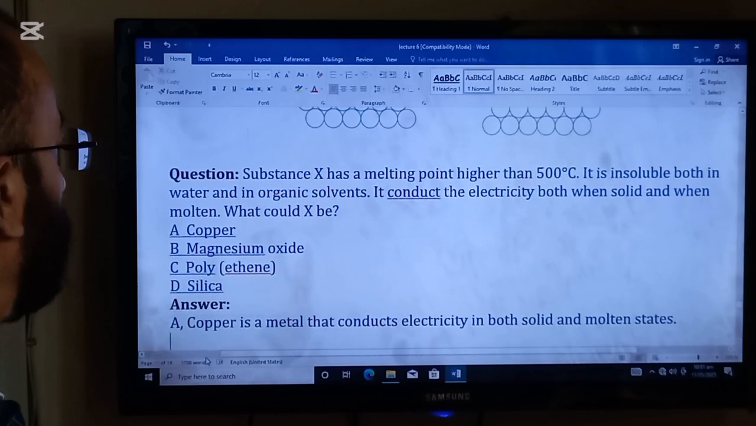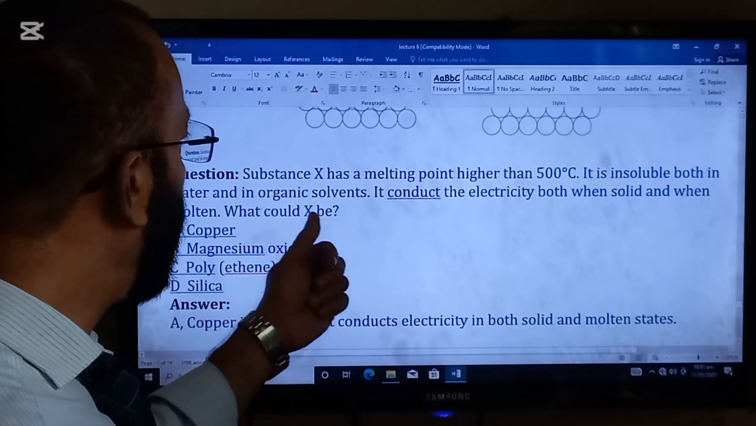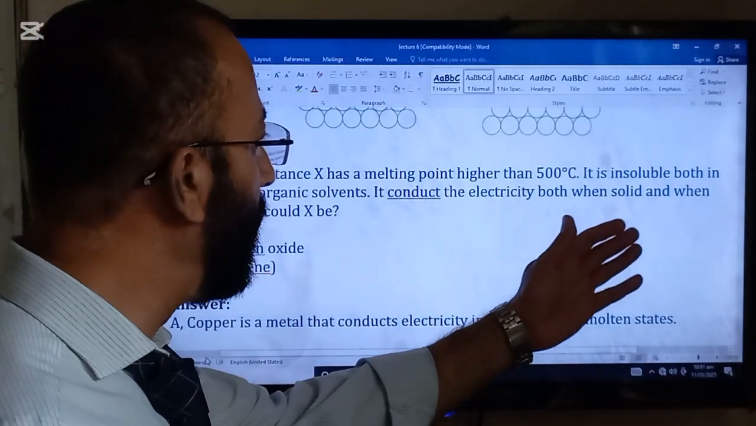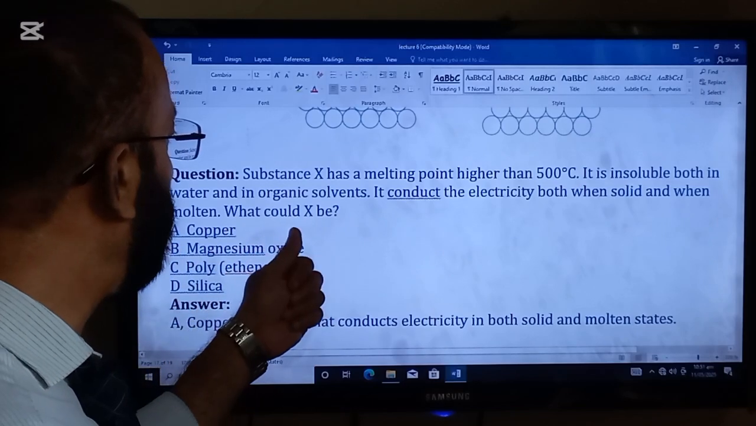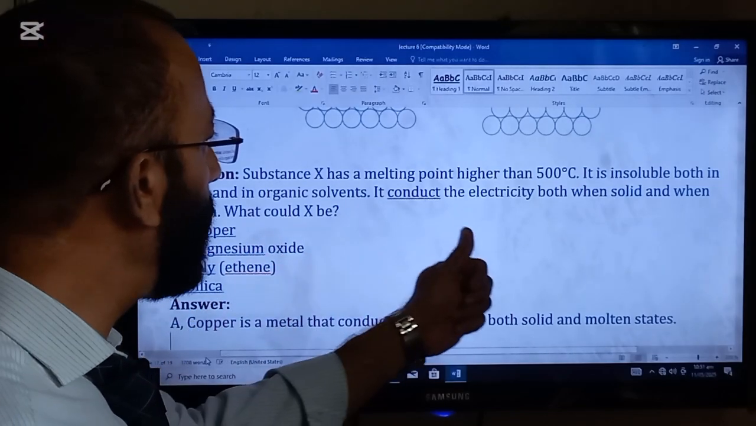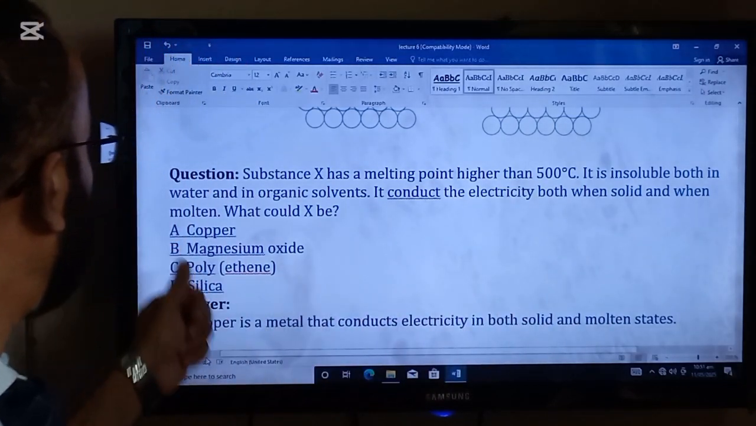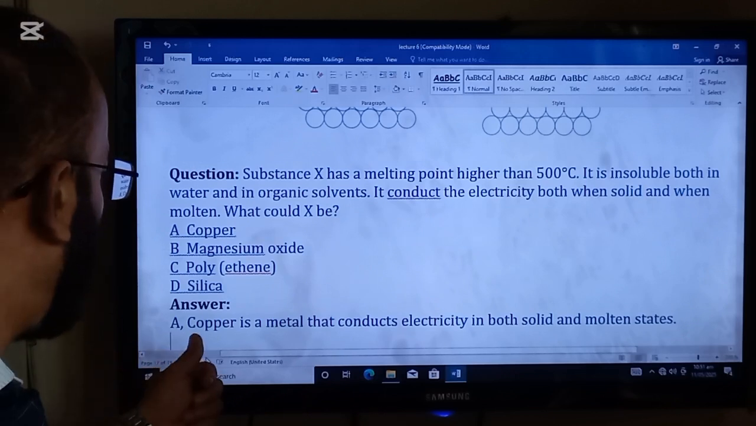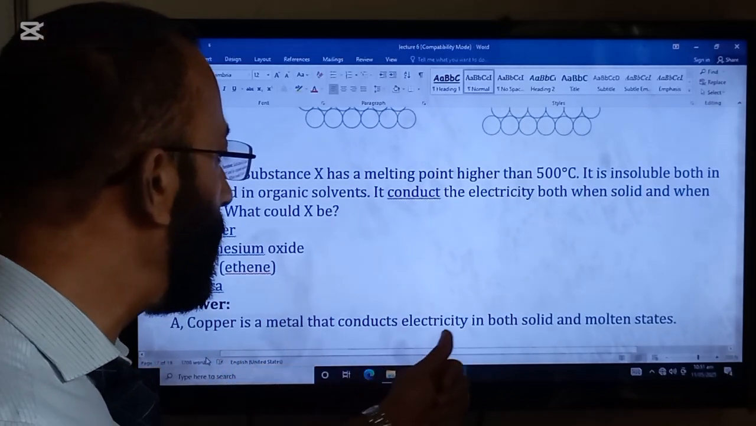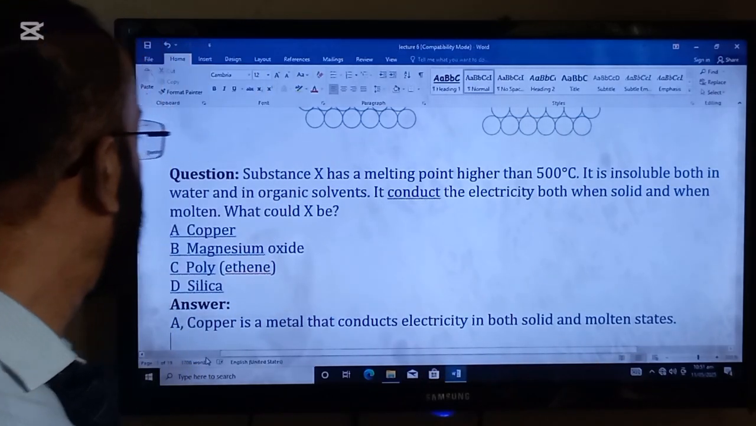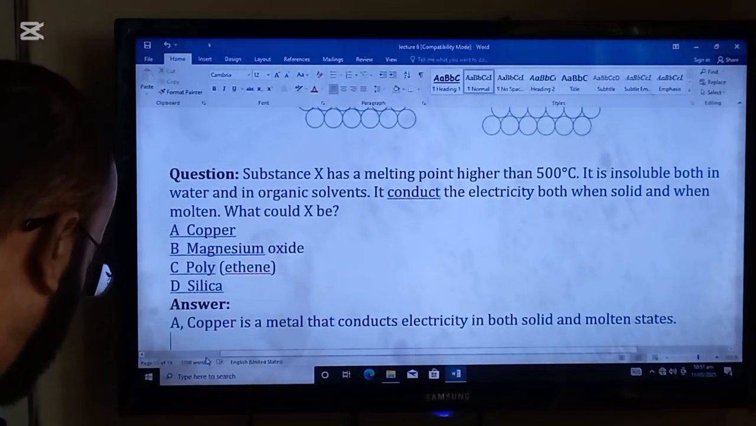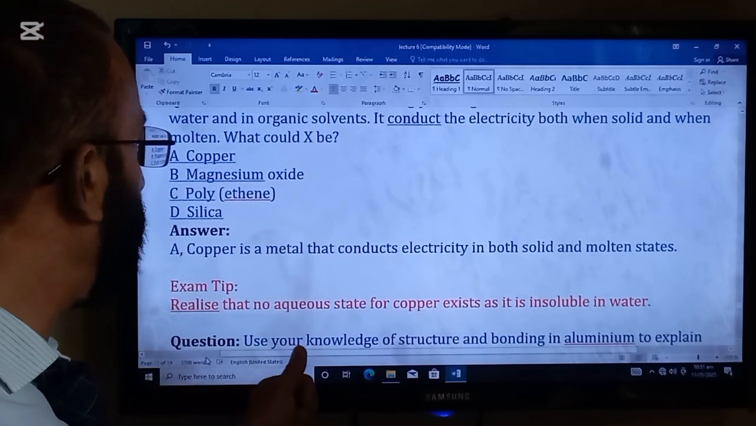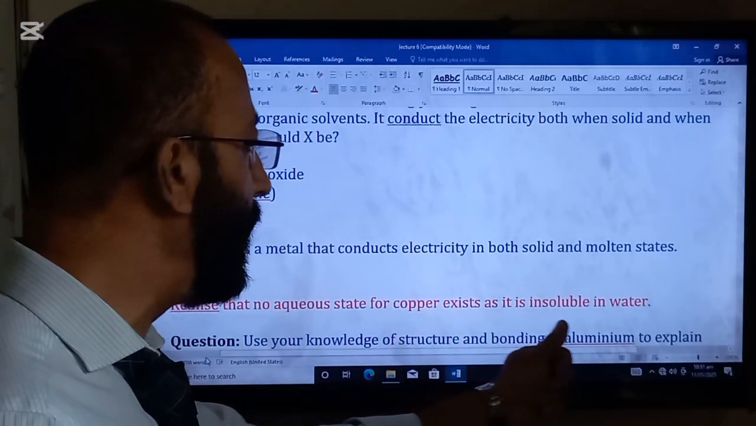Now here comes a question. Substance X has melting point higher than 500 degrees C. It is insoluble both in water and in organic solvents. It conducts the electricity both when solid and when molten. What could X be? So it is copper, a metal that conducts electricity in both solid and molten states. All others are non-metals. Exam tip for you people is, realize that no aqueous state for copper exists as it is insoluble in water.